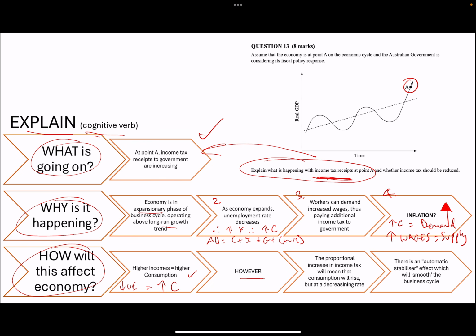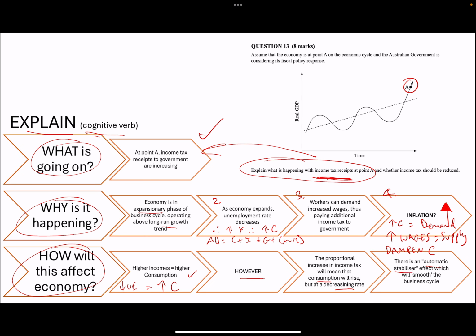However, the proportional increase in income tax will mean that consumption will rise, but it's going to rise at a decreasing rate. I apologise for the spelling mistake there. It's going to rise at a decreasing rate, okay? All that additional income will actually incur, proportionally, you're going to be paying more tax as well. And that is going to have a dampening effect. That's going to dampen consumption somewhat, okay? This is the automatic stabiliser effect we talk about. There's still going to be an increase in consumption, but it's going to start to slow down. And this will smooth the business cycle.